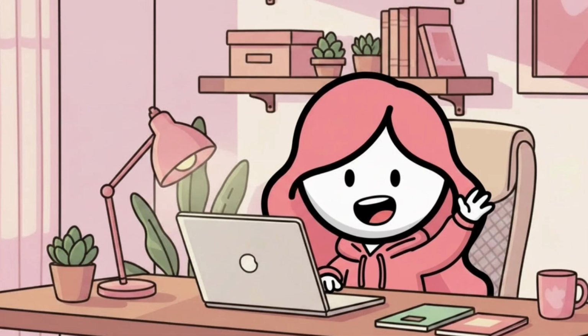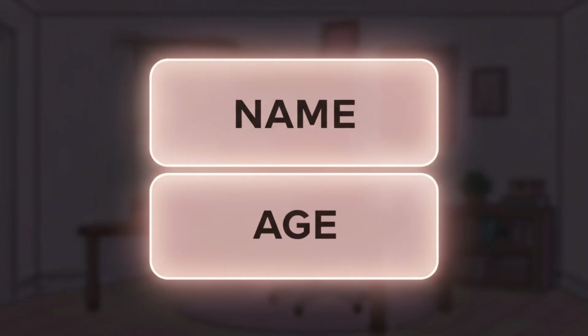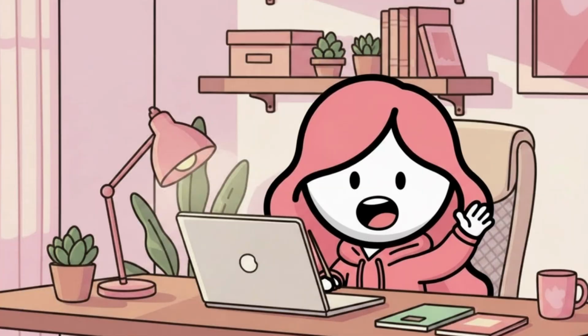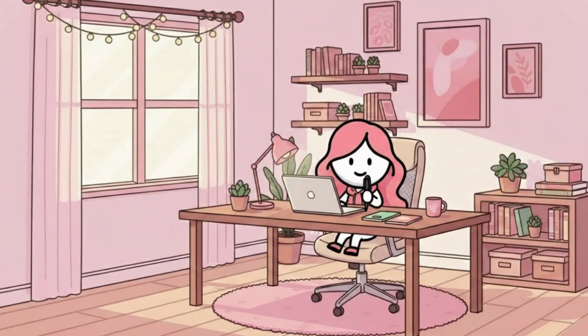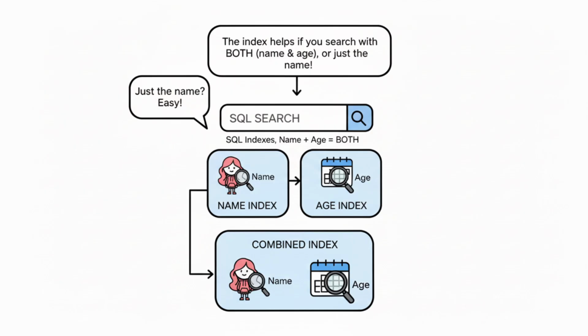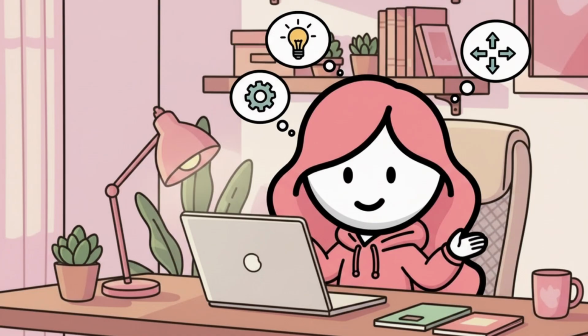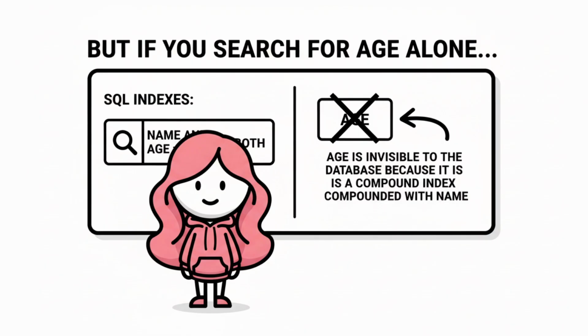Then there are compound indexes. Let's say you're always searching by both name and age. You can index them together. But be careful, order matters. The index helps if you search for both or just the name. But if you search for age alone, that index is basically invisible to the database.